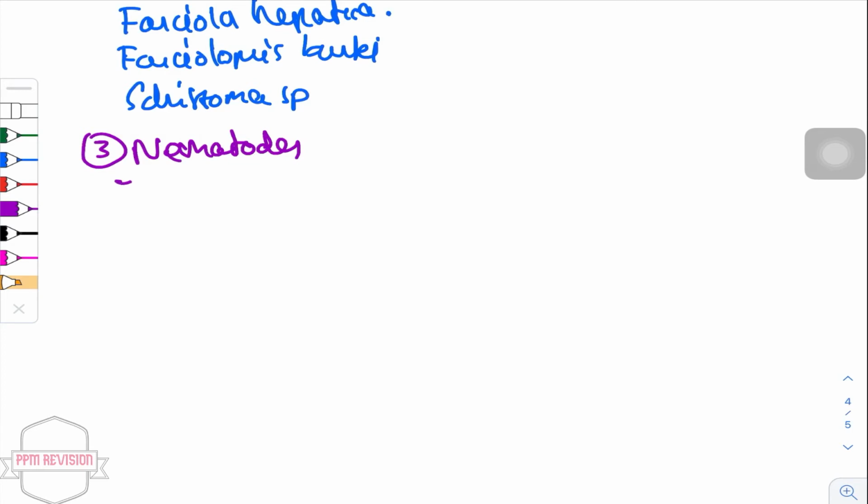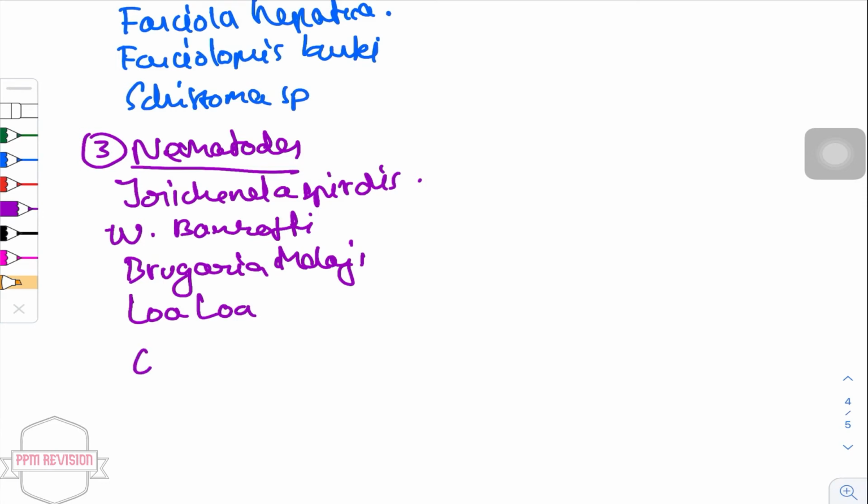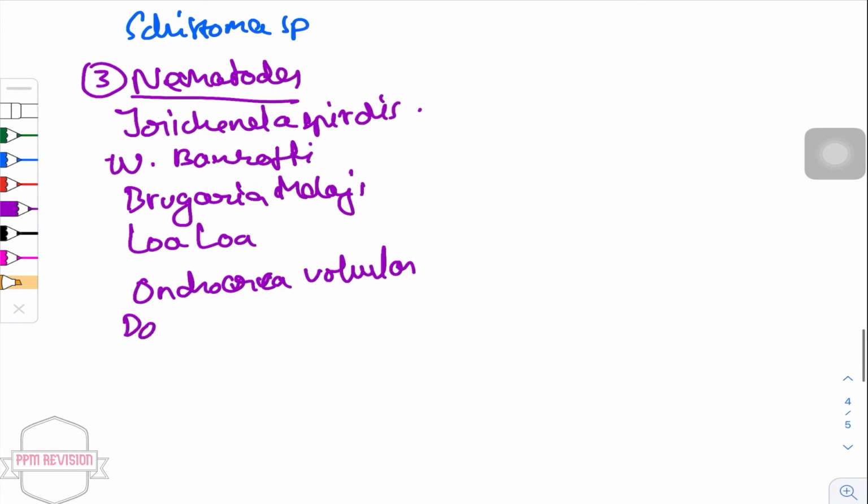Under nematodes, there is Trichinella spiralis, Wuchereria bancrofti, Brugia malayi. There is Loa, Onchocerca volvulus, and Dracunculus medinensis.